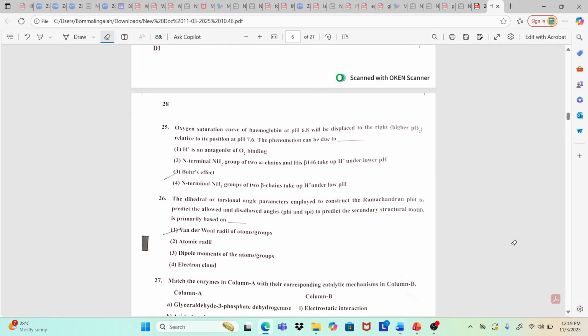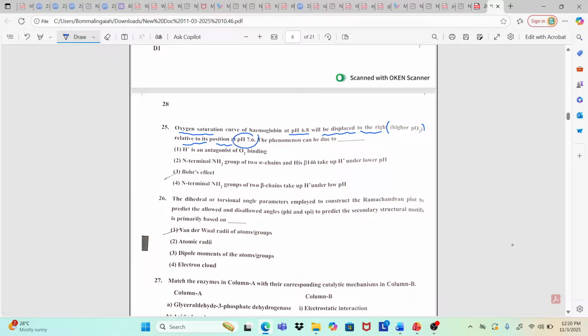Question number 25 says the oxygen saturation curve of hemoglobin at pH 6.8 will be displaced to the right, that means higher pO2, relative to its position at pH 7.6. The phenomenon can be due to the Bohr effect, which is the correct answer. Okay, next we move on to the 26th question.